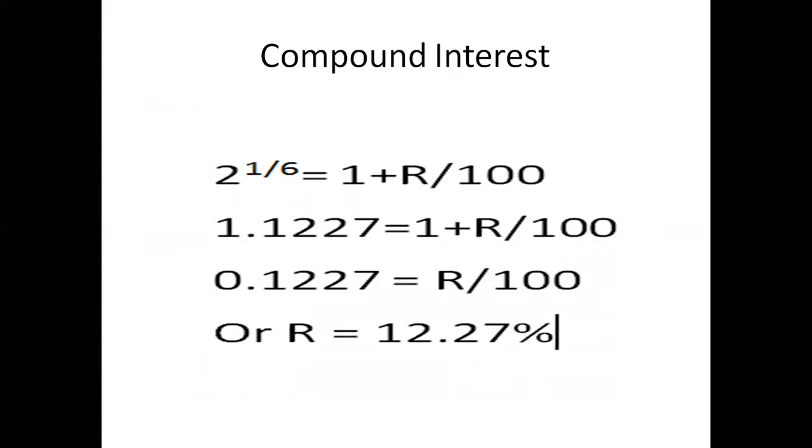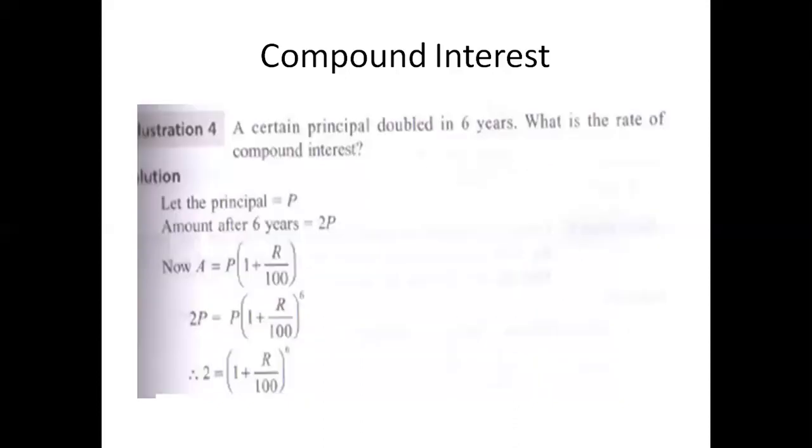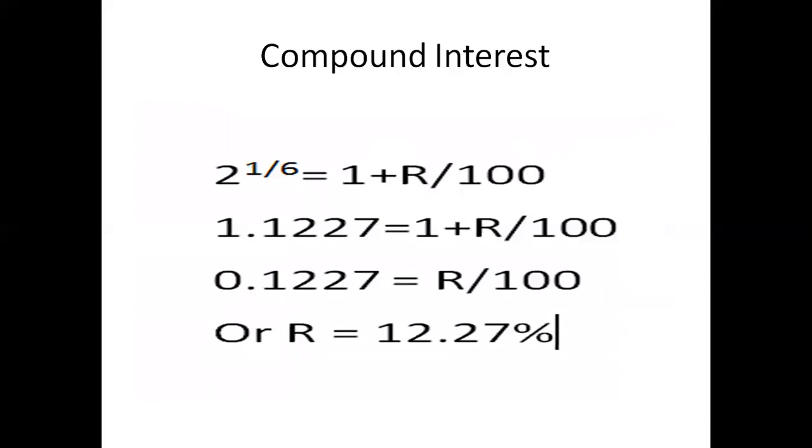So 2 to the power n is equal to 2 to the power 2 is equal to 1 plus r by 100 to the power of 6. So 2 to the power 1 by 6 is equal to 1 plus r by 100, assuming both these sides numerators are equal. So we have 1.1227, that is, both the powers are powers of 2 each, and that means 2 to the power of 1 by 6 is 1.1227.